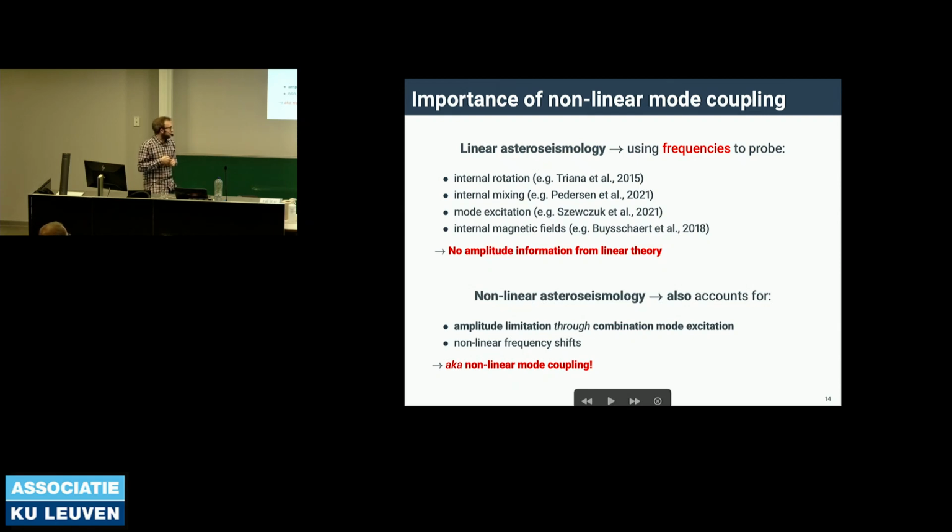Whereas nonlinear asteroseismology can give you some idea of these amplitudes through this excitation of specific combination modes, which we observe in typical frequency spectra. And they do that by means of transferring energy between each other, and this is also known as nonlinear mode coupling. So that's the premise of nonlinear asteroseismology and nonlinear mode coupling.